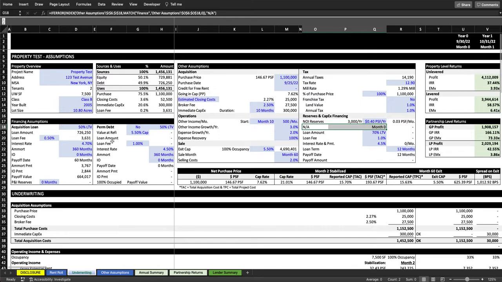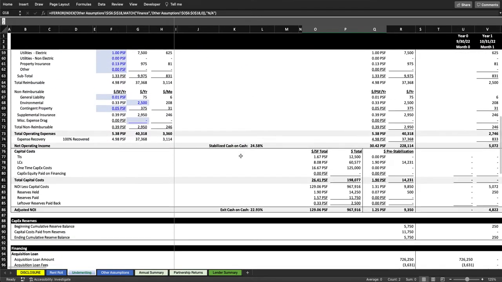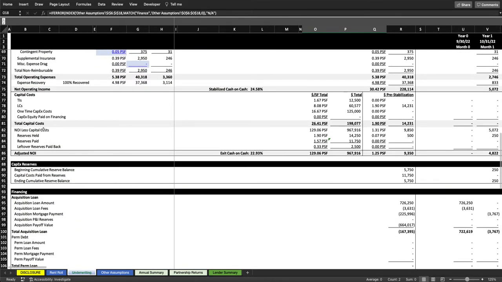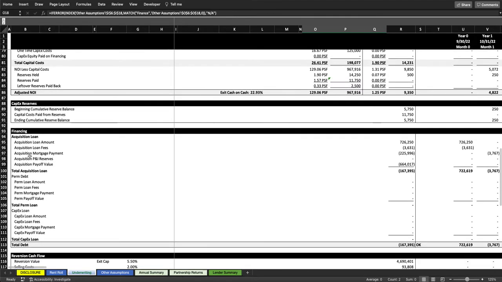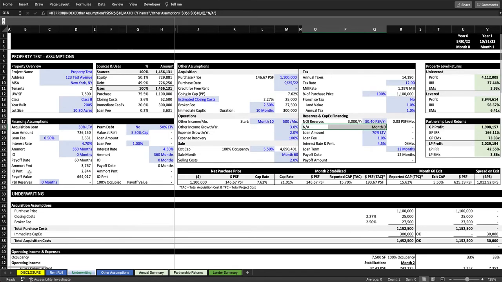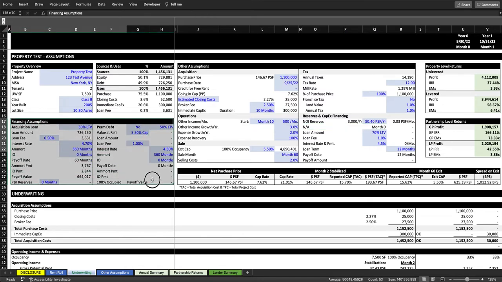So let's now dip down, we talked about the reserve section. Let's dip down to the financing section. So I know we kind of went a little bit out of order. We spoke about the CapEx financing section, but let's go to the acquisition loan and the permanent debt. So you'll notice in the financing assumptions, those happen right here.